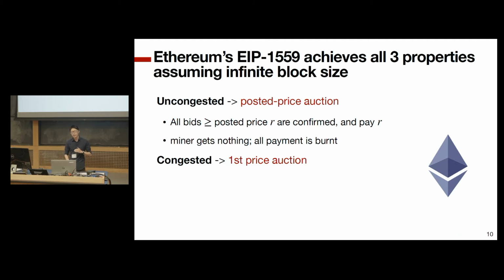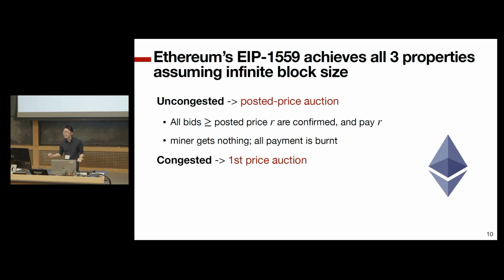However, if the network is congested, that means the demand is larger than the supply, then EIP-1559 will reduce to the first price auction, which we have seen is not UIC. Users are not encouraged to bid truthfully. And what is interesting is that even if the network is uncongested, even if EIP-1559 works as a posted price auction, by design, the miner actually gets nothing. All the payment is burned, totally eliminated from the circulation.